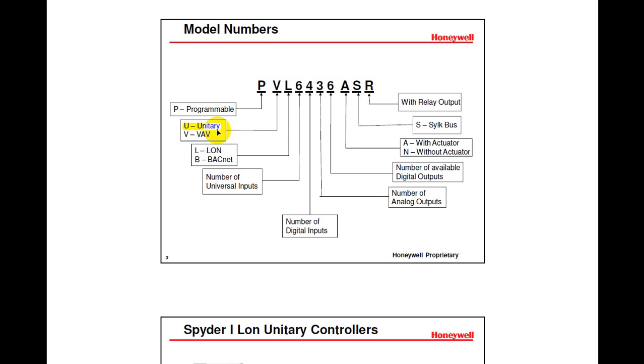Then there are a lot of parts like 6438, 4024, 4022 that are present. Next is A, that is actuator. Some VAV controllers are with actuator and some are without actuator.